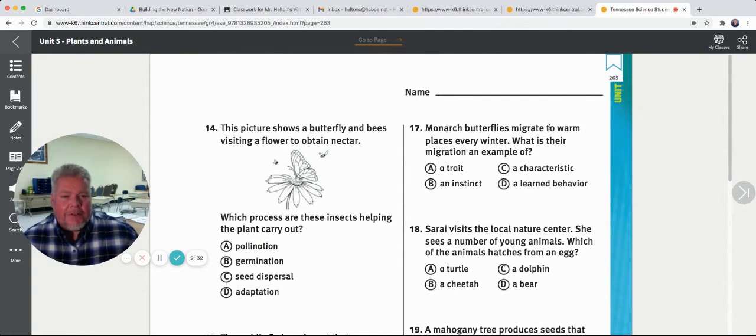17, monarch butterflies migrate to warm places every winter. What's this migration an example of? Okay, you know, this one is an instinct. They just know to fly south when it starts getting cold. They know it automatically. That's something they do automatically. That's an instinct.